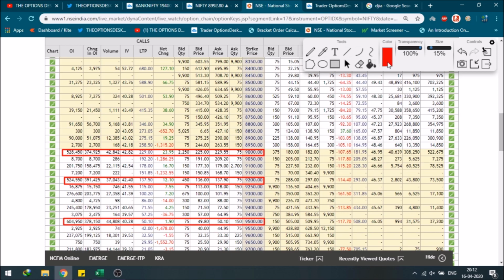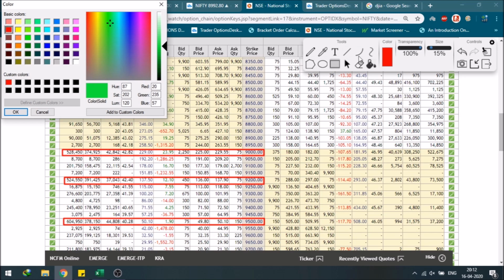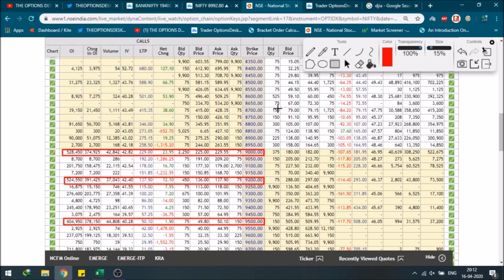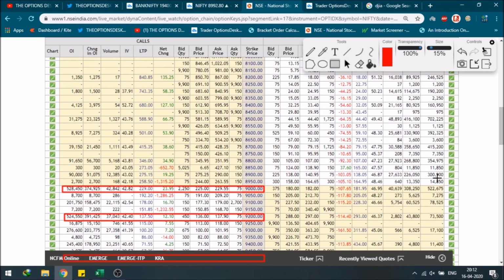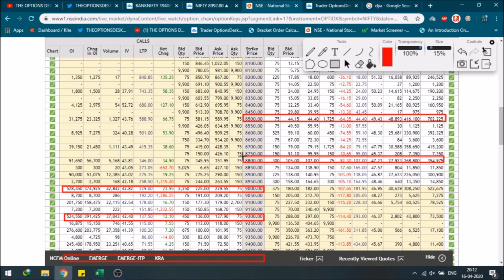On the lower side, let's go for the put. As you can see, this is the support that the market could face. A very strong support is at the 8500 level. That was also the trend line support, as I've already discussed in the previous videos. We should find difficulty crossing the 8800 levels, and if we cross 8800, the 8700 levels will also act as difficult levels for the Nifty 50.